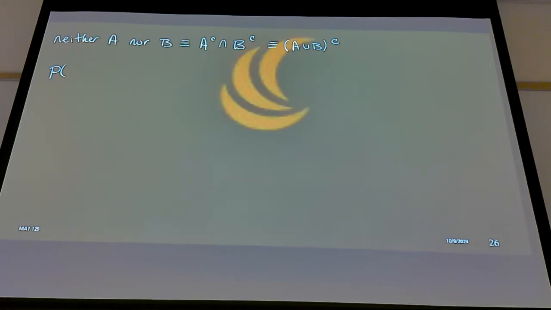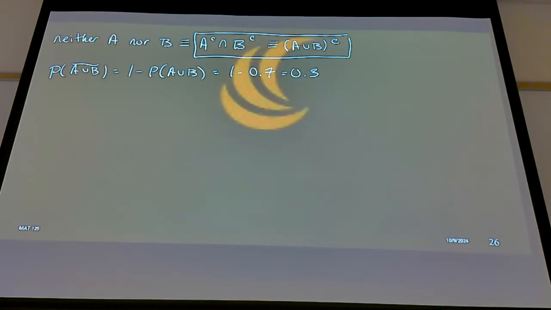This is why I like the bar notation better. So let me just draw that. So it's 1 minus the probability of A union with B. We just found that. What was it? 0.7. So that's 0.3. You want to keep that handy.